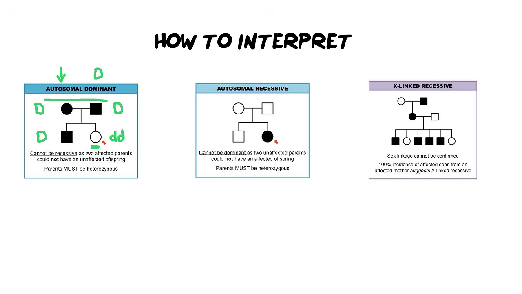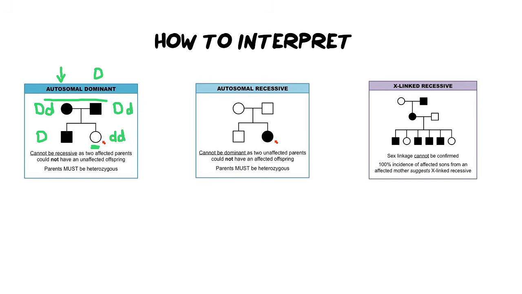If we know anything about inheritance, we know that you inherit one allele from each parent, which means the parents above can't just have two capital letter Ds. Their other allele must be a lowercase letter d. And that's how we ultimately determine our offspring and our parental genotypes.